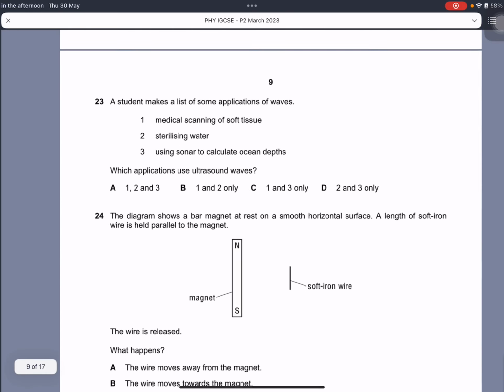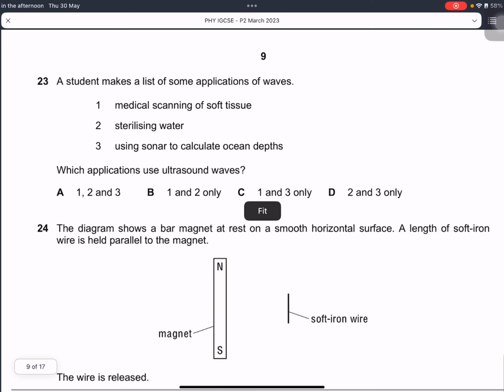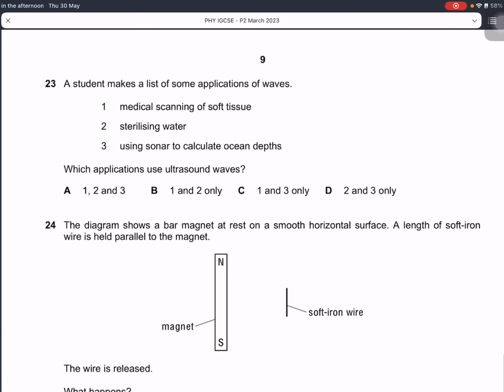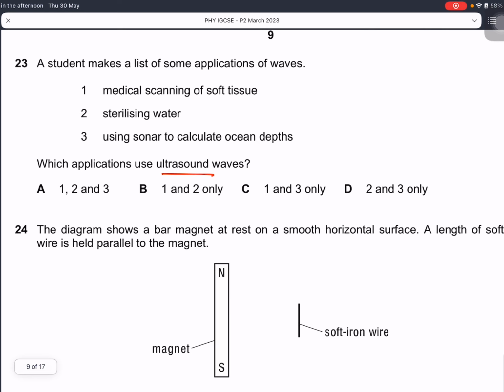All right, so question 23. A student makes a list of the applications of waves: medical scanning of tissue, sterilizing water, using sonar to calculate the ocean depth. Which application uses ultrasound? Medical scanning of tissue, correct. It's how we find a stone in, let's say, our kidneys. Basically, yes, this is ultrasound. Sterilizing is UV, X-rays or gamma rays, not ultrasound. Using sonar to calculate ocean depth, exactly. So 1 and 3, guys. It's C.